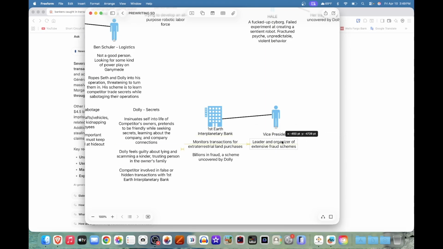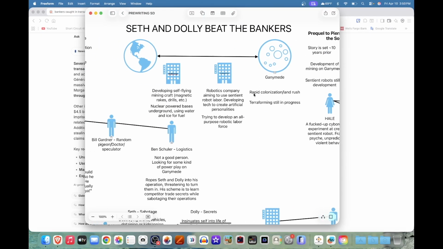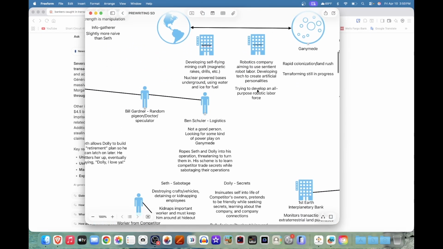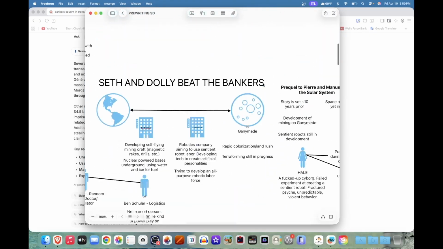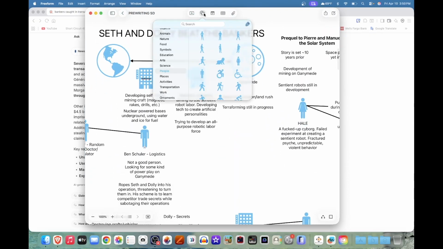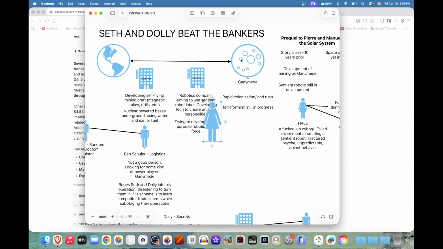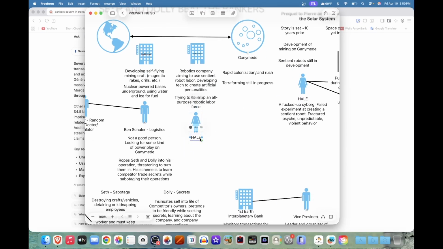Now, I haven't decided much about him. I don't know what he will be, but he will be the real bad guy. Ben Schuler's a bad guy, some of his family's a bad guy. Maybe the guy in charge of the robotics company is a bad guy. Haven't decided yet. Let's create a character. Actually, let's make it a woman. Too many men in this story, so let's make her a woman.